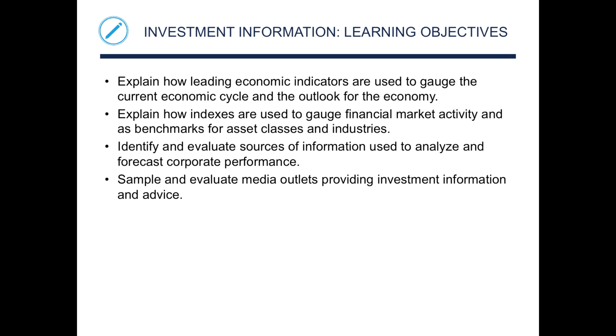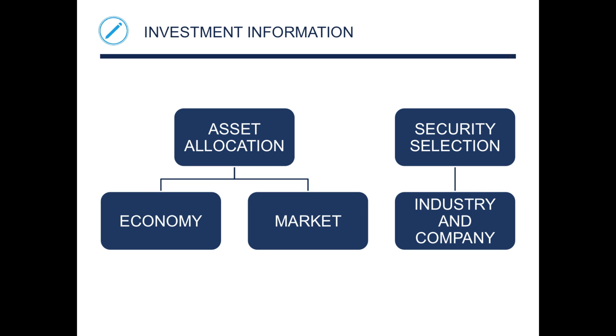Learning objectives. Explain how leading economic indicators are used to gauge the current economic cycle and the outlook for the economy. Explain how indexes are used to gauge financial market activity and as benchmarks for asset classes and industries. Identify and evaluate sources of information used to analyze and forecast corporate performance. Sample and evaluate media outlets providing investment information and advice.